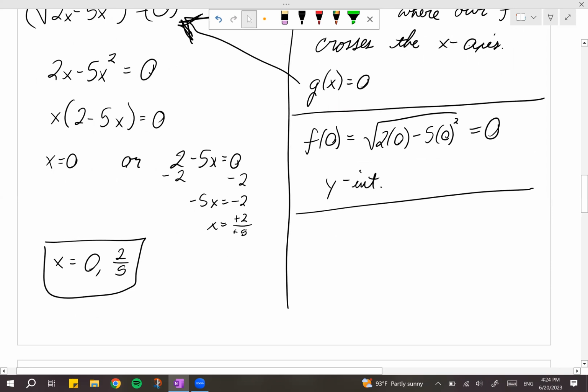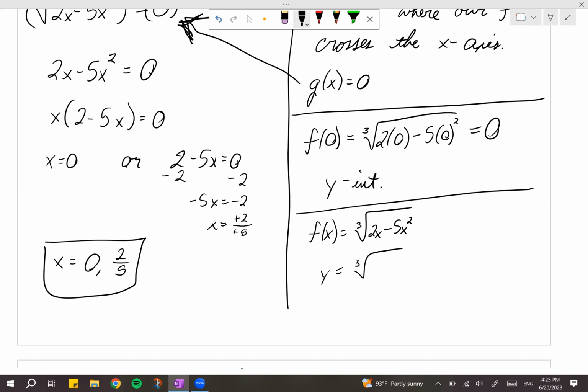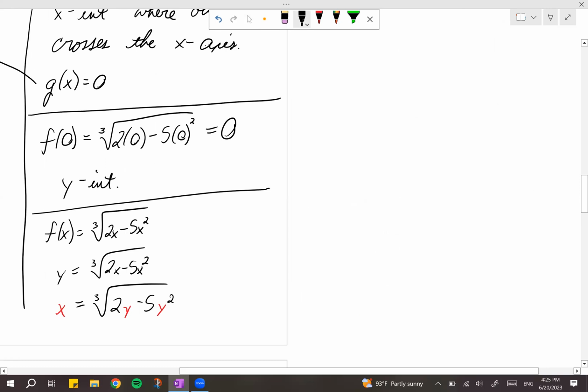And then to find our f inverse function, we're going to start with f of x equals the cube root of 2x minus 5x squared. All right. I'm going to replace this f of x with y, and I'm going to get y equals the cube root of 2x minus 5x squared. Now I'm going to flip my x's and y's, and I'm going to get x is equal to the cube root of 2y minus 5y squared. All right. So now I'm going to try and solve for y and get y by itself. So I'm going to cube both sides, and I'm going to get x cubed equals 2y minus 5y squared.